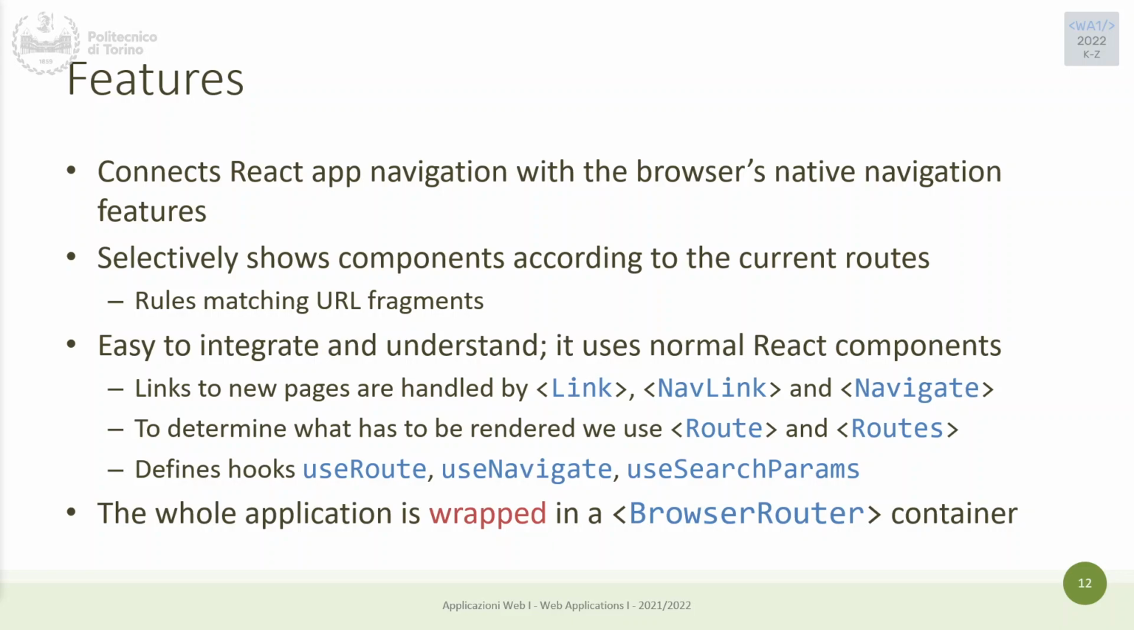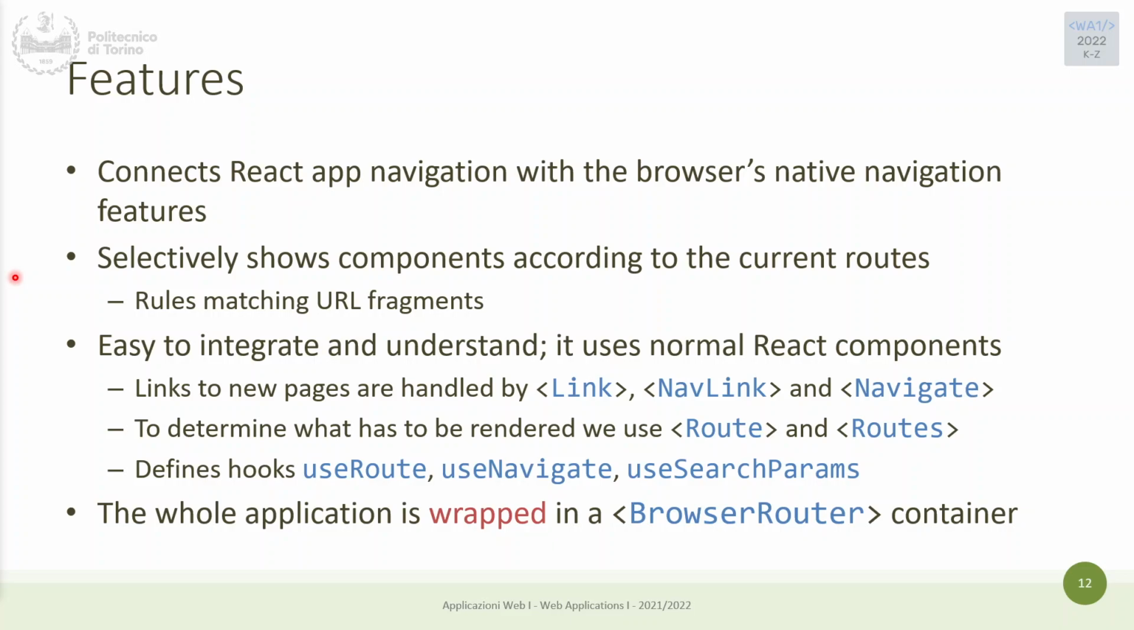As I said before, thanks to this library, we can connect the React app with the browser native navigation feature. So when you successfully add the React Router library, you will see that you can go backward and forward, for instance. You can have the history, and you start using again this functionality that is typical of web application. As already anticipated, you can selectively show components according to the current routes.